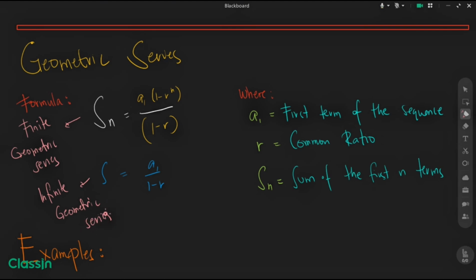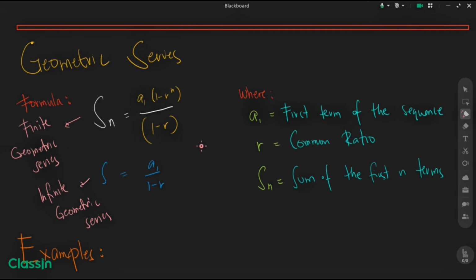So for the finite geometric series, S sub n is equal to the first term multiplied by 1 minus the ratio raised to the power of n, all over 1 minus the ratio. While for the infinite, the formula will be S is equal to the first term all over 1 minus the common ratio. Again, A sub 1 is the first term, r is the common ratio, and S sub n is the sum of the first n terms.